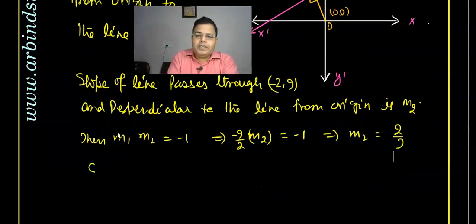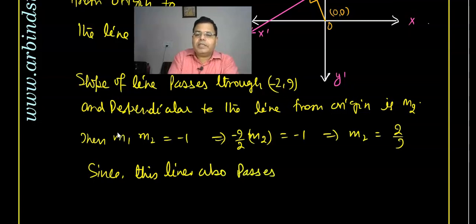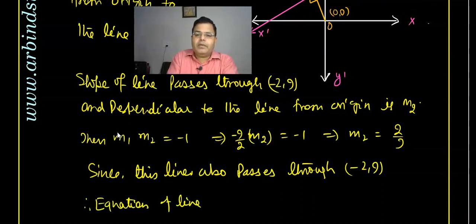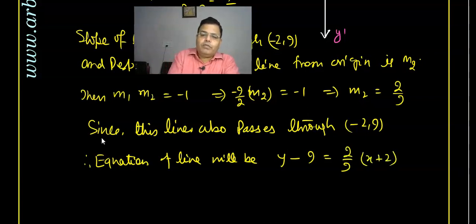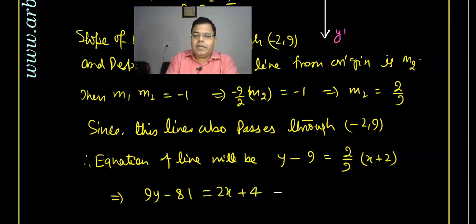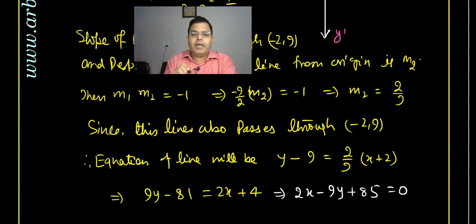Since this line passes through minus 2, 9, as written here also, the equation of the line will be y minus y1, that is 9, is equal to the slope, that is 2 by 9, times x minus minus 2, that is x plus 2. So the equation will be 9y minus 81 is equal to 2x plus 4, which is 2x minus 9y plus 85 is equal to 0. This is the required equation of the line.